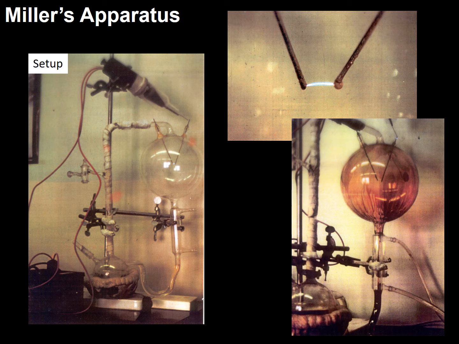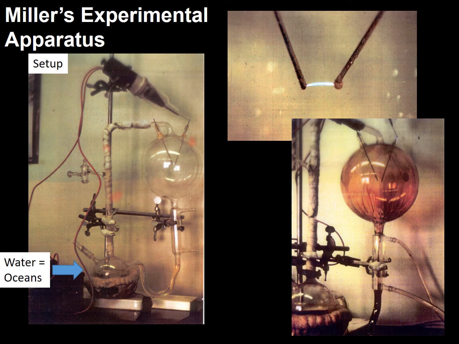Here are a few photographs showing the Miller apparatus. It's a fairly simple, elegant apparatus constructed of simple laboratory glassware. It has two round bottom flasks connected by various pieces of tubing, and it simulates an early Earth hydrologic cycle. So the bottom flask contains water, which is heated by this heating mantle, driving steam up this tube, which then enters a second chamber.